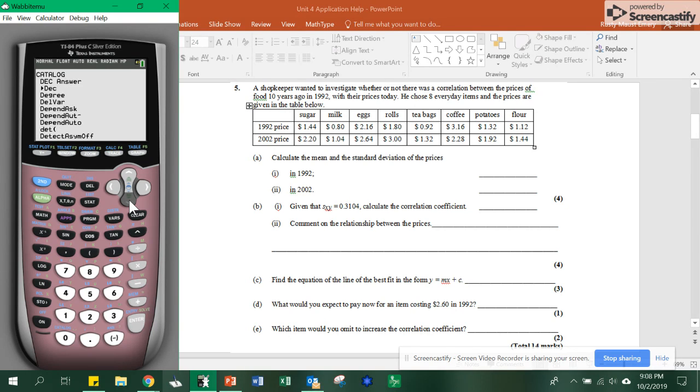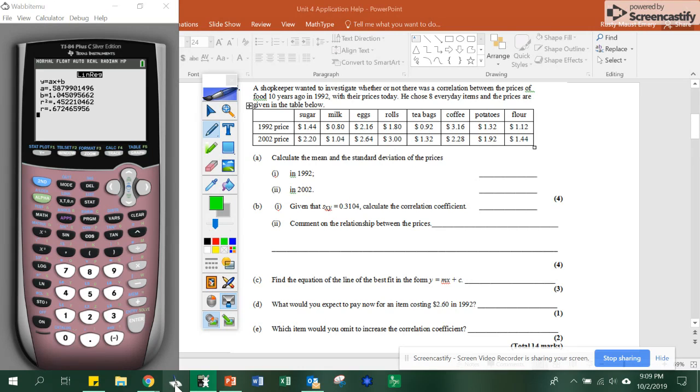Almost there. DiagnosticOn. This is something you shouldn't have to do every time. But this option, DiagnosticOn, hit enter. Hit enter again, and it'll say done. And now if you run your stat, go over to calc, linear regression, go back through the calculation, and again, you should see those 4 things on your screen at this point. We actually only use 3 of them, and together those 3 will answer part B and part C for what we need.